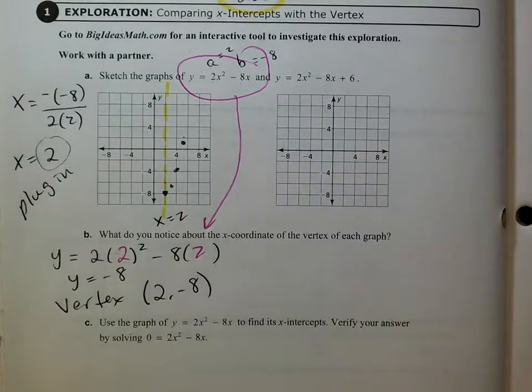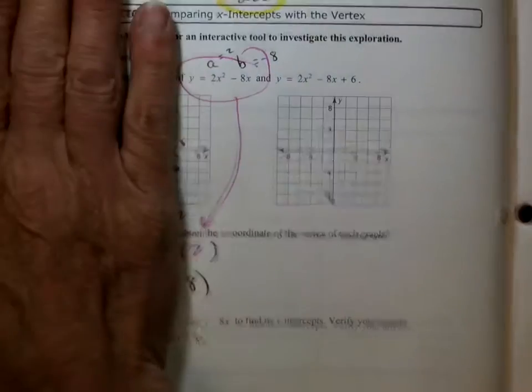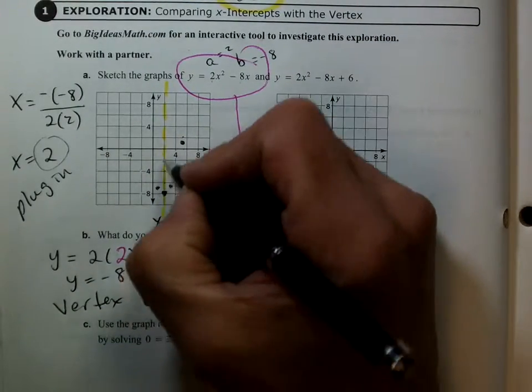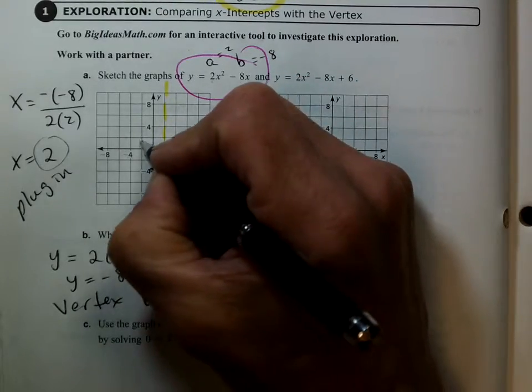And we know that it is symmetrical, right? So what I graphed here is also over here, right? So I'm going to put another point here, here, and here. I'm just going to draw in my parabola.